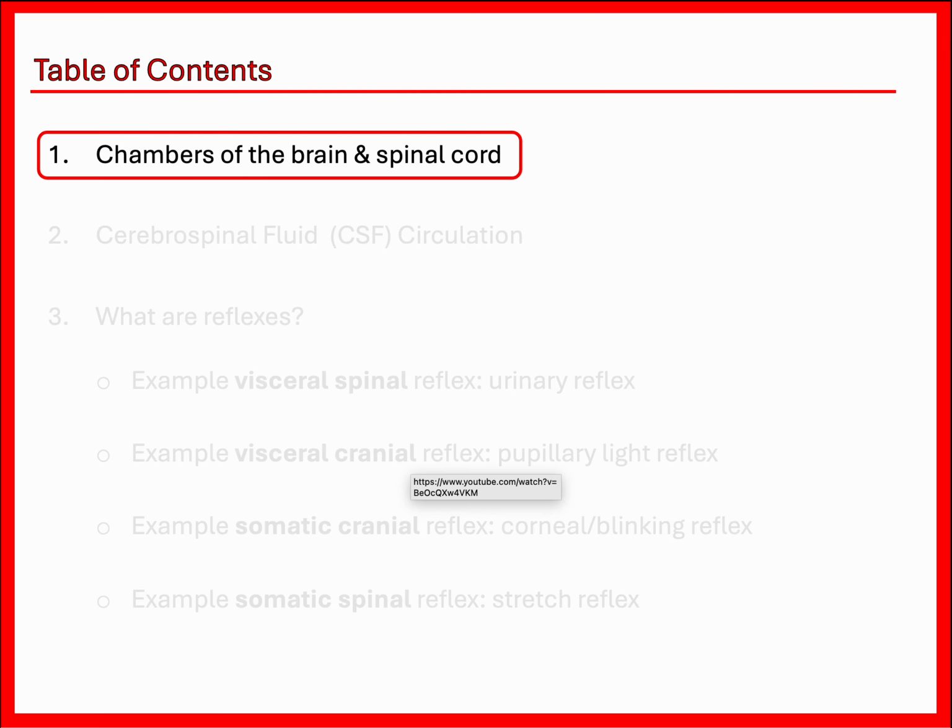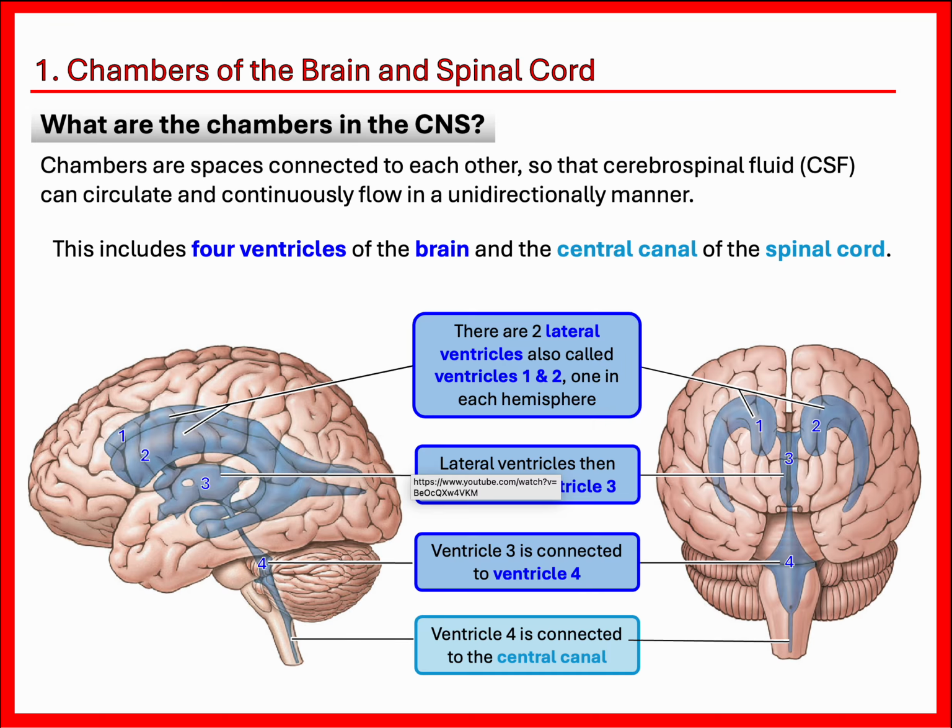So first, what are the chambers of the brain and the spinal cord? In the CNS, we have chambers. These are spaces connected to each other so that CSF, cerebrospinal fluid, can circulate and continuously flow in a unidirectional manner. This is a one-way avenue.